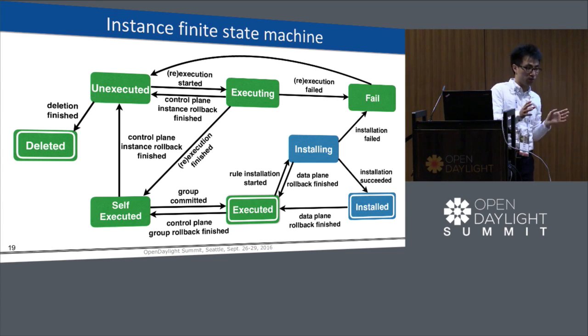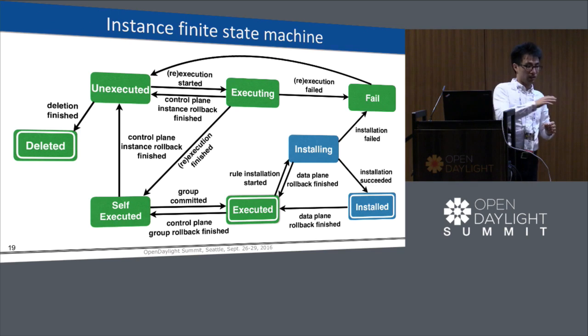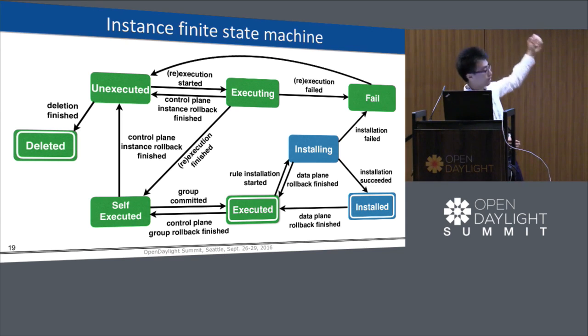For example, we have this group, and some function instances in this group are already executed, and their data changes are already applied, but not to the data store, but to what we call a group cache, which is basically a cache layer of the data store. So when all the function instances in this group are executed, which means they are all in the self-executed state, we then commit them together in a single transaction to the OpenDaylight data store. And all the function instances in this group will become executed.